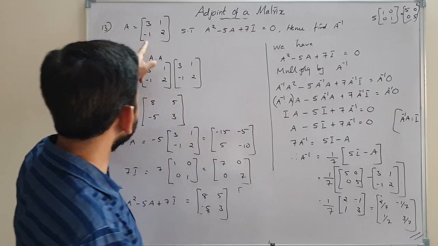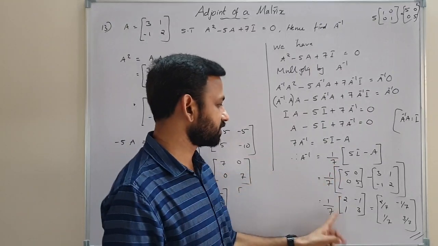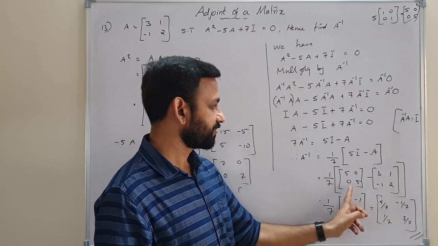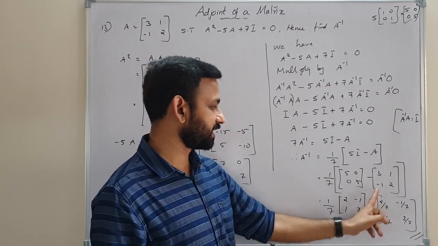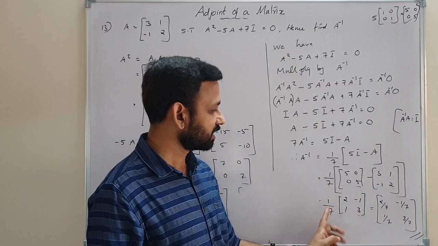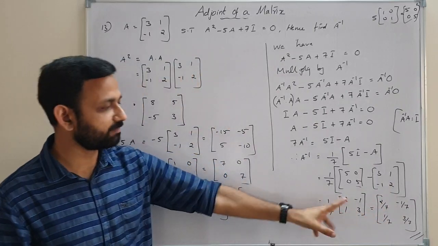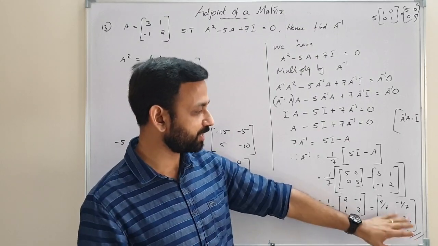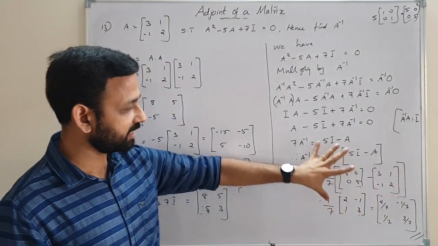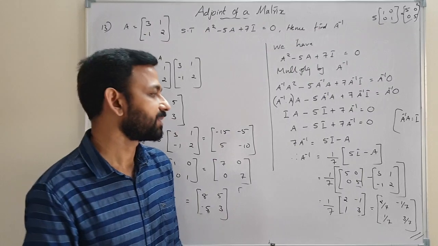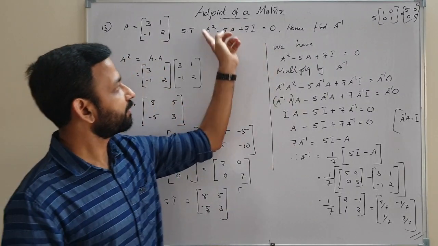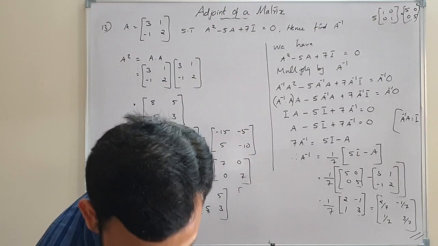A is given 3, 1, minus 1, 2. Then 1 upon 7 into 5 minus 3, 2 minus 1, 0 minus 1, 0 minus minus 1 plus 1, 5 minus 2, 3. Then multiply all the elements by 1 by 7. So we got A inverse. And here also you need to verify the elements, calculation, everything. So this is the method. We can find A inverse from the given result.